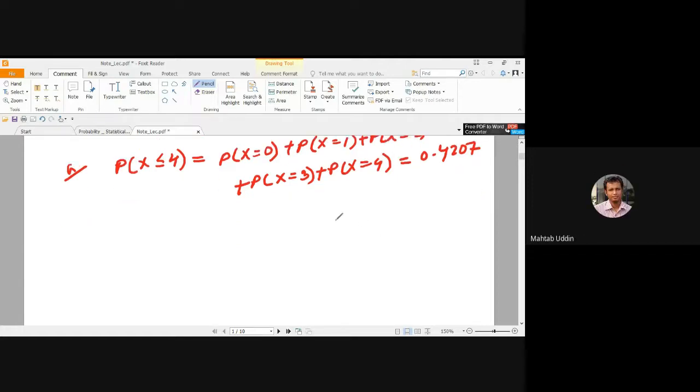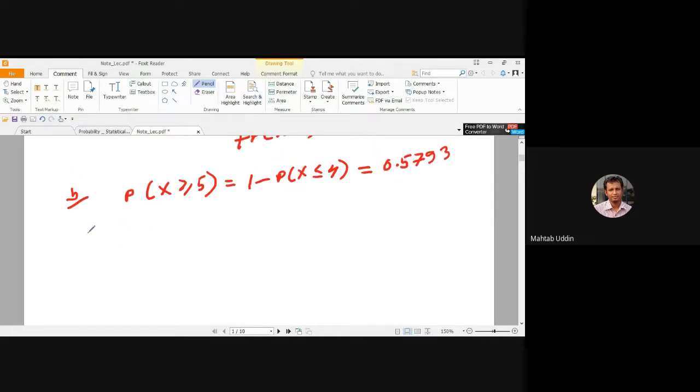Next, they say to find at least 5. At least 5 means x greater than or equal to 5. Now, you can see A and B are the complements of each other. So what can you write? You can write it. Am I right? Yes, sir. A and B are complements, so you can write it as 0.5793.